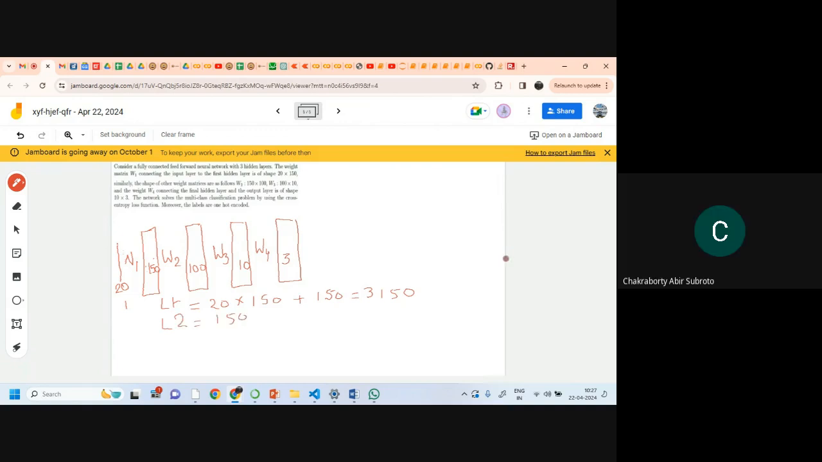They have just asked for the neurons, right? So we just have to add 150 plus 100 plus 10 plus 3. The number of neurons will be 263. Not 100, the middle one is 100. Sorry, yes. One comes from this, one from this, one from this, and one from this.